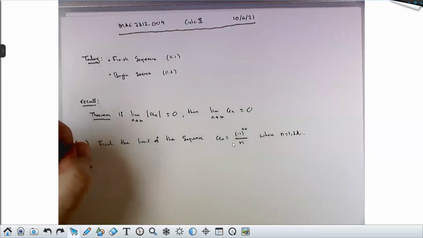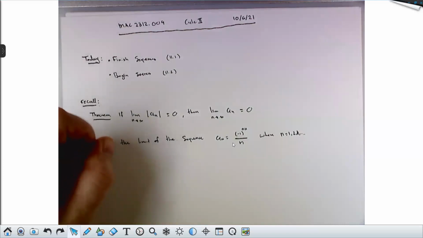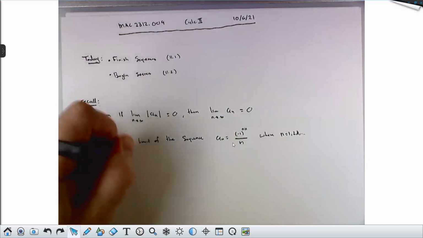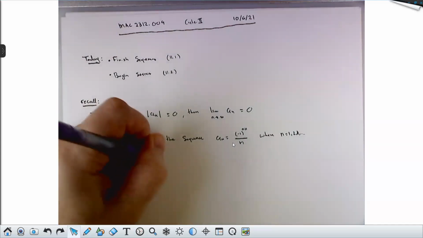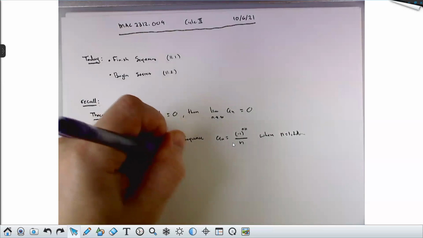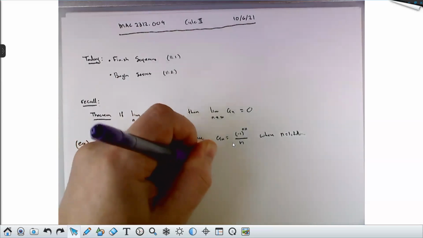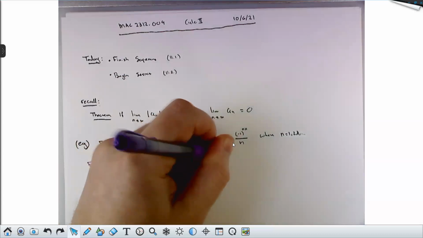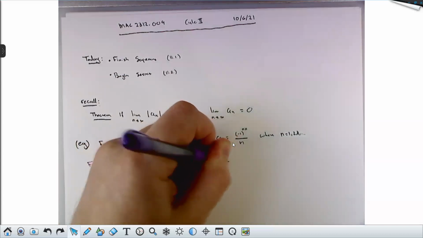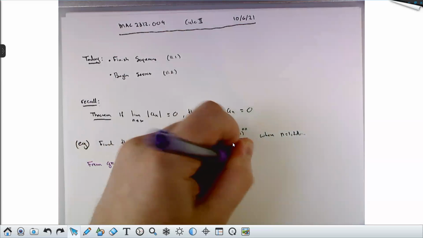So from the graph, which we saw last time, we think that the limit as n goes to infinity of (-1)^(n+1) over n should be 0.